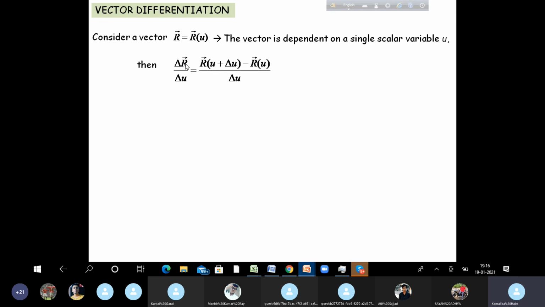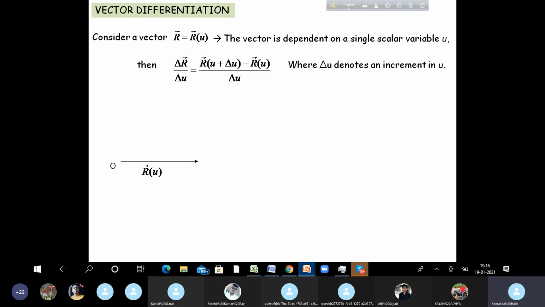And this ratio delta R by delta u is something like this. Delta R is the change in the vector R because of the change in the parameter u. It looks like this: R at u plus delta u minus R at u, divided by delta u, where delta u denotes an increase or decrease in the variable u.